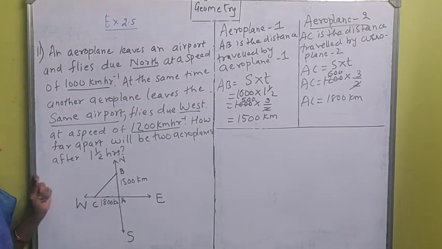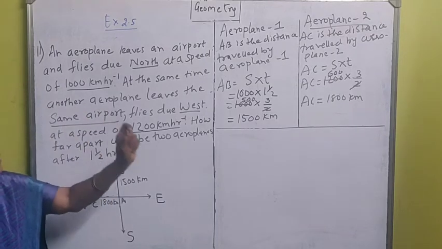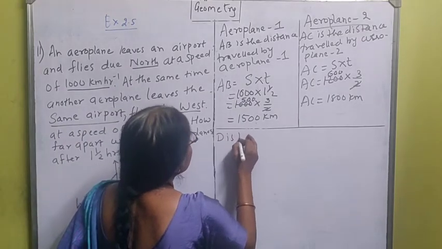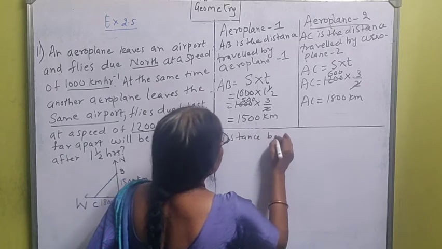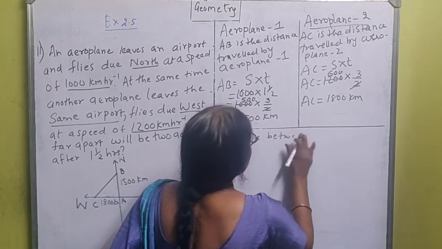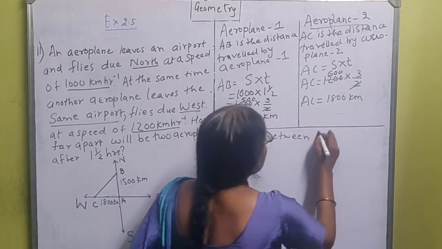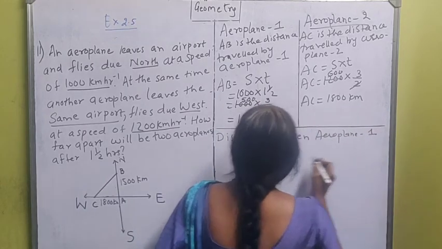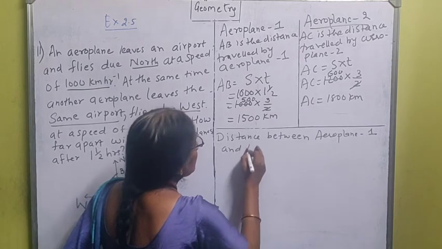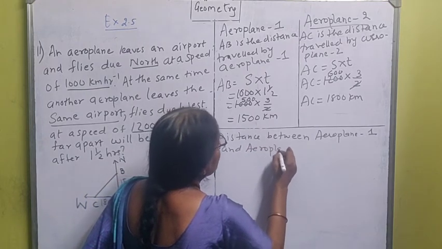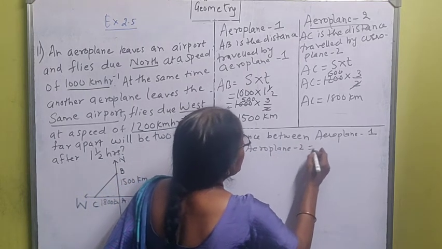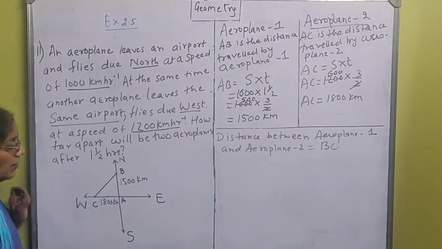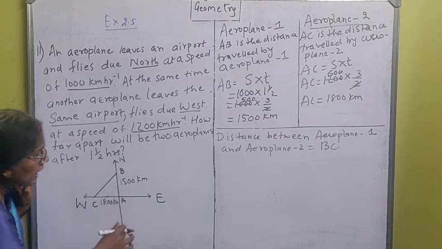Now I have to find out BC. What is BC? The distance between aeroplane 1 and aeroplane 2. So I am going to find the distance between aeroplane 1 and aeroplane 2, which is BC. So BC I have to find out.